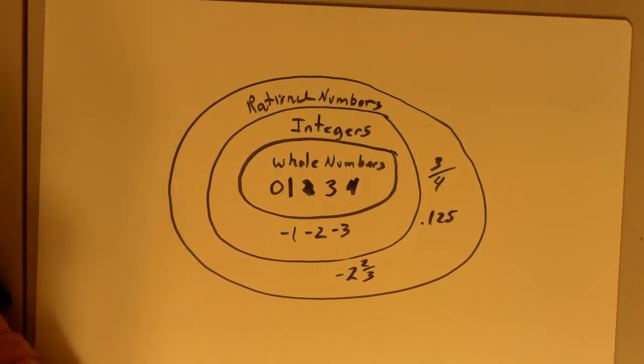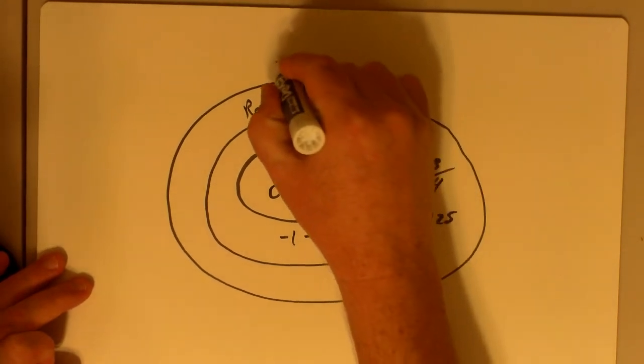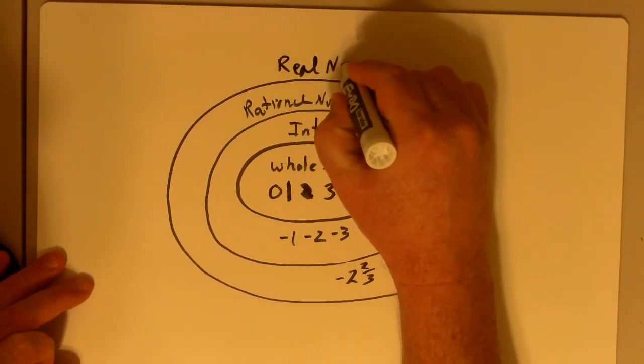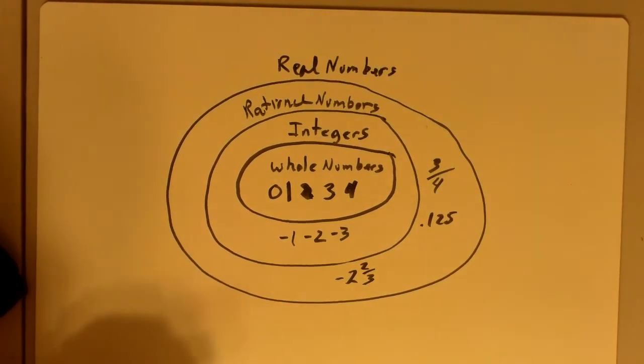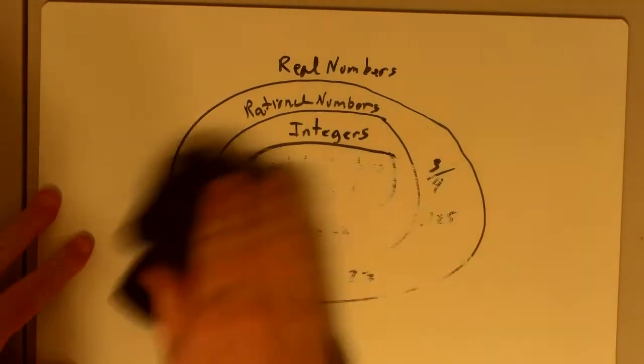And as of right now, rational numbers, integers, and whole numbers are going to make up our real number system. These are all called real numbers. And we'll talk about some irrational numbers later on. Let's go into a little bit more detail about a rational number.